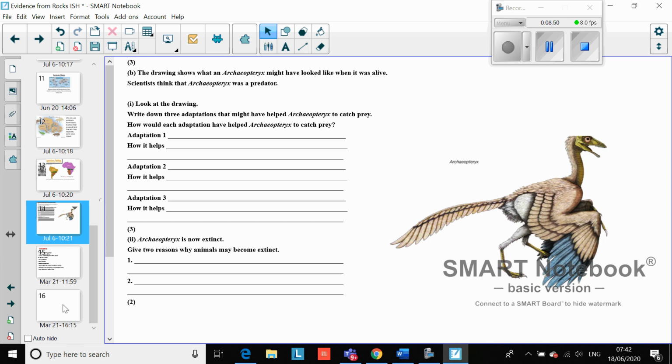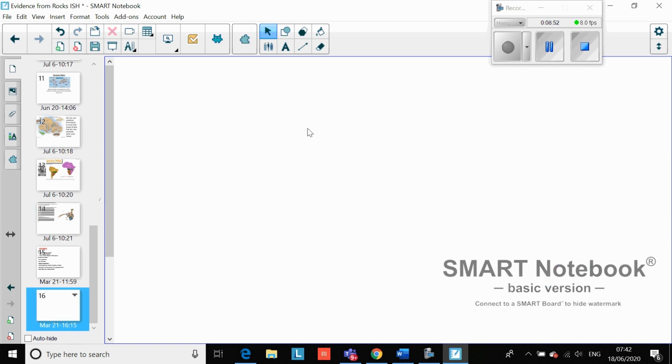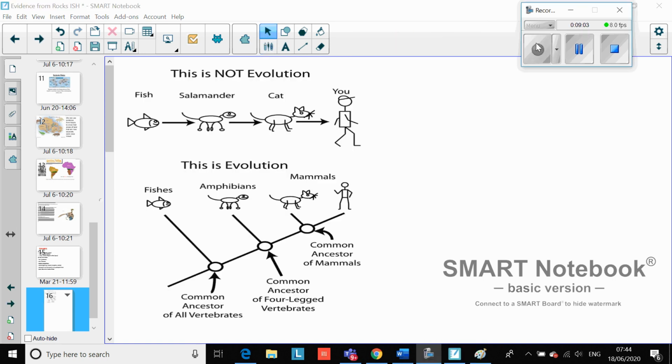Okay, so for example, if we think of the tree of life, say for example, we've got a particular animal. I'll just actually draw this, bear with me. Okay, so the final thing I'm going to get you to do is draw a diagram like this in your book.